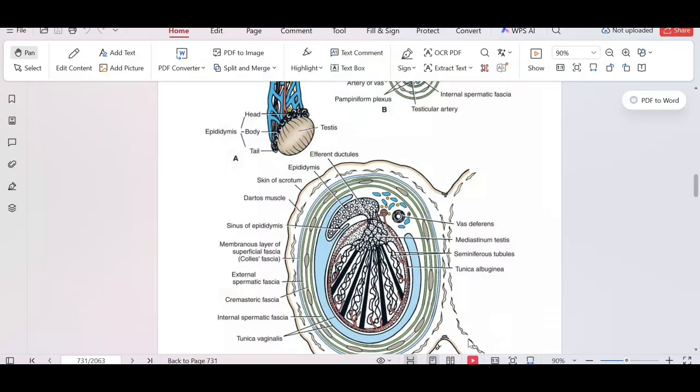Here in this diagram you can see the tunica vaginalis, this blue structure inside the spermatic cord. This is actually the tunica vaginalis.